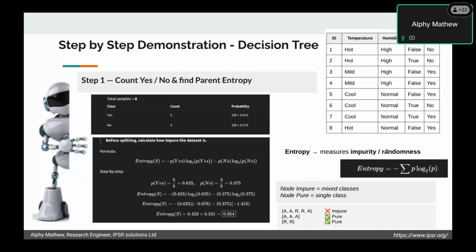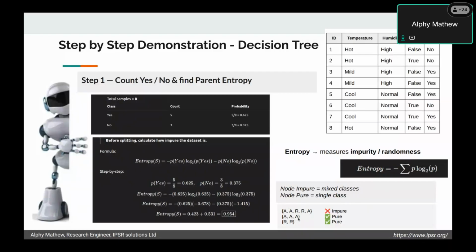If the data is mixed, suppose we have mixed yes and no values, then in such cases the entropy will be very high. If you get an entropy equal to 0, it means that all the values are in the same class. For example, look here. There is a set A. This is an impure set because it has different values, A and R. It is a mixture. For this, the entropy will be high.